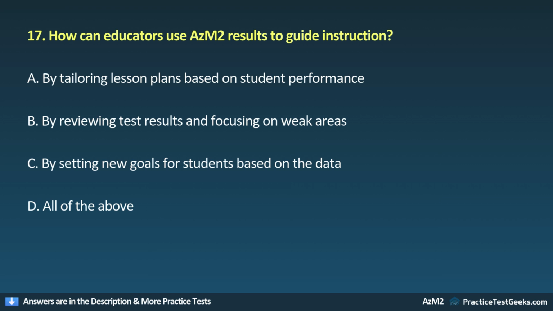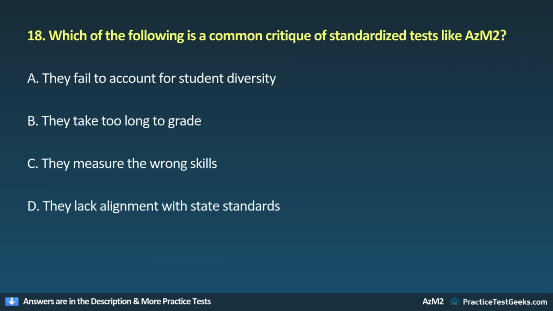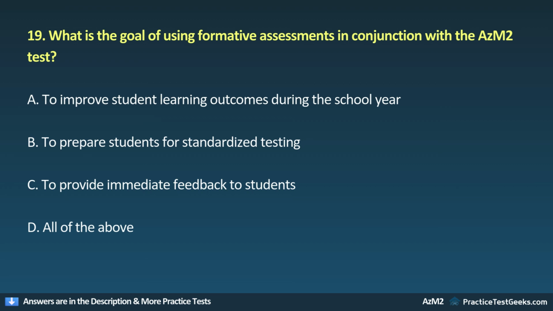D. All of the above. 18. Which of the following is a common critique of standardized tests like AzM2? A. They fail to account for student diversity. B. They take too long to grade. C. They measure the wrong skills. D. They lack alignment with state standards.